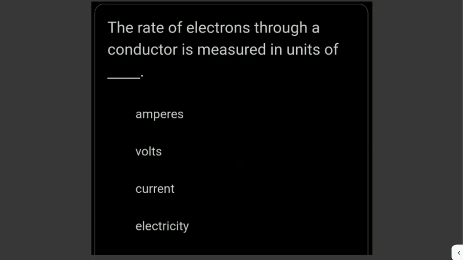The rate of electrons through a conductor is measured in units of amperes, volts, current, electricity. So the answer here is amperes. Amperes is the term for the measured rate of electrons through a conductor.